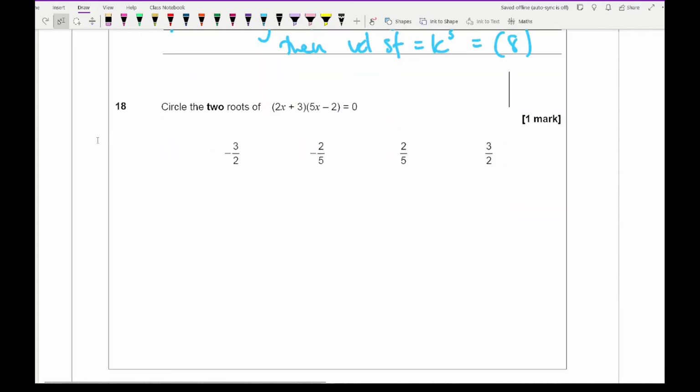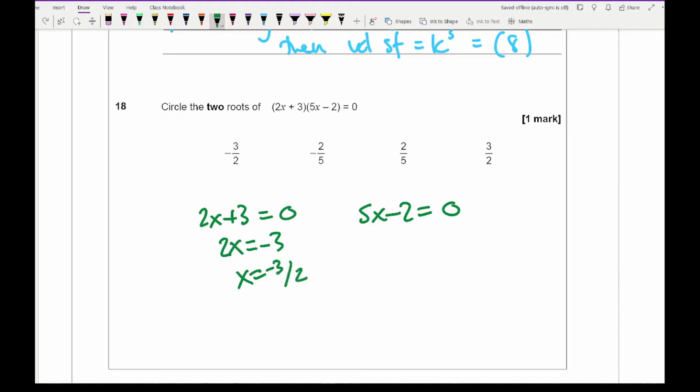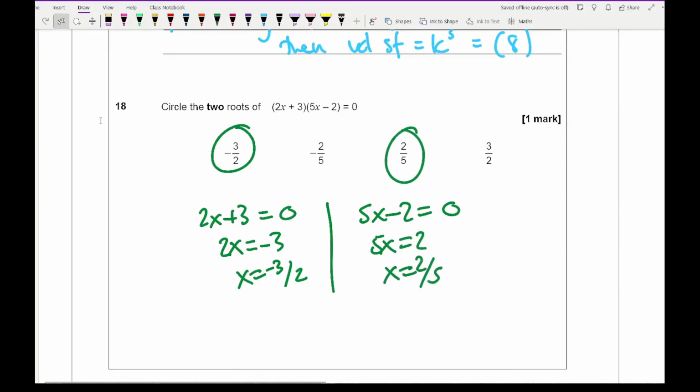The next question then says, circle the 2 roots of (2x plus 3)(5x minus 2) equals 0. Well, it's already been factorized, so one root is going to be where we solve this, and the other root is going to be where we solve this. So this gives me 2x plus 3 equals 0, x equals minus 3 over 2, which is our first option. And then with this one, we get 5x equals 2, x equals 2 over 5, which is our third option.